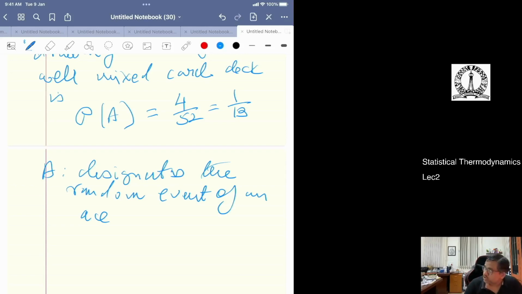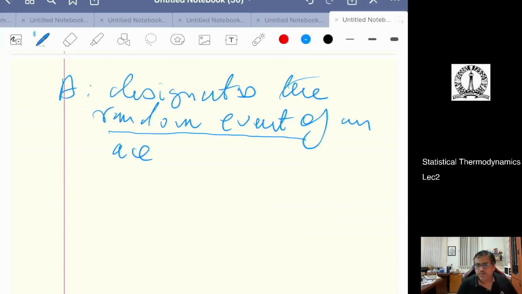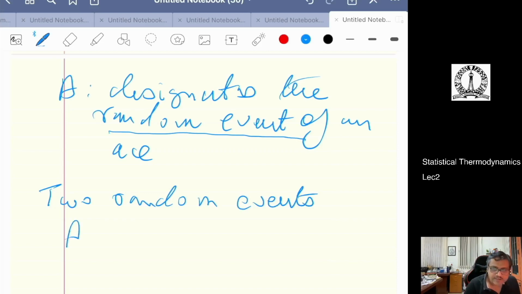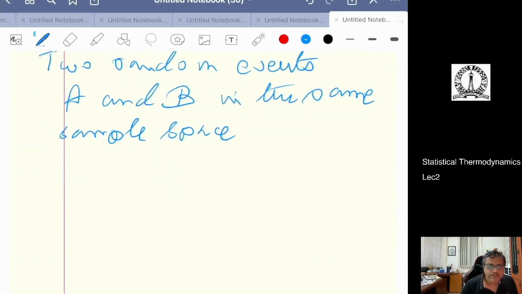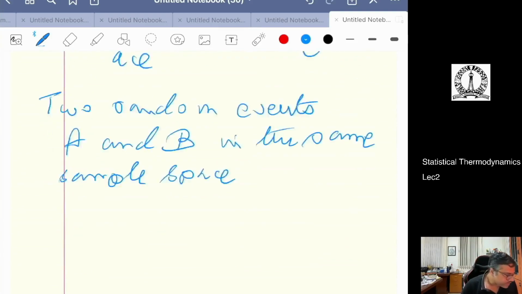Now, if we consider two random events, A and B. These are the two random events, A and B, in the same sample space. Right? Two random events in the same sample space. Okay, let's look at that.